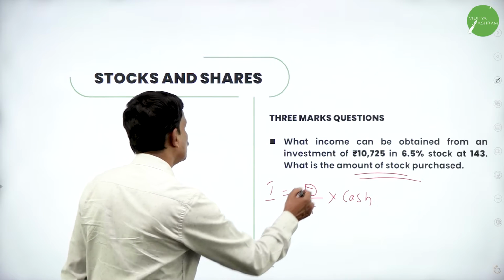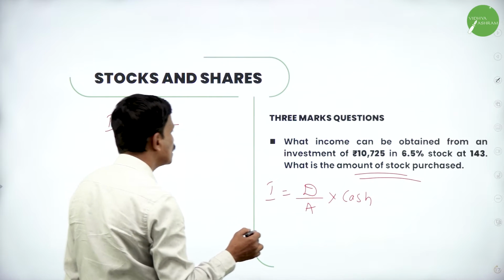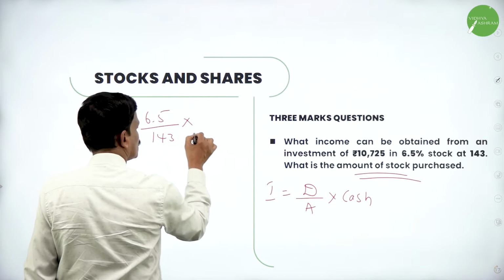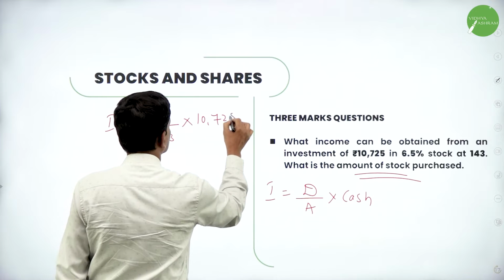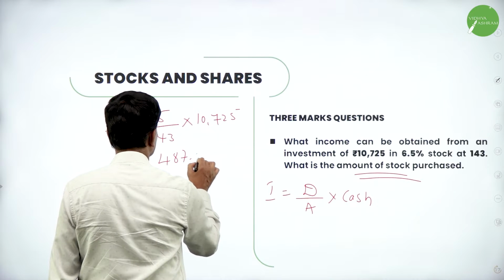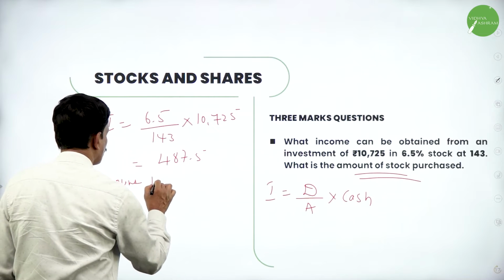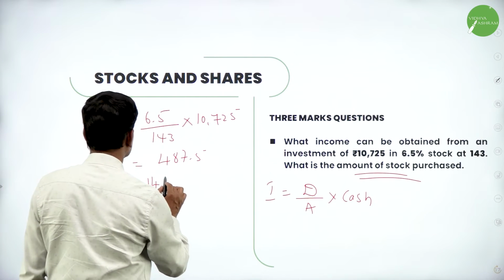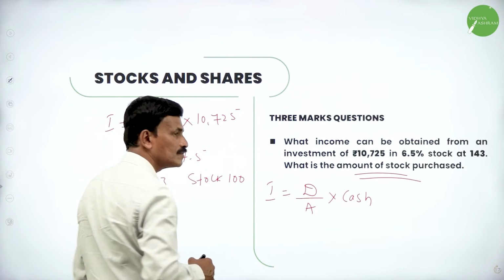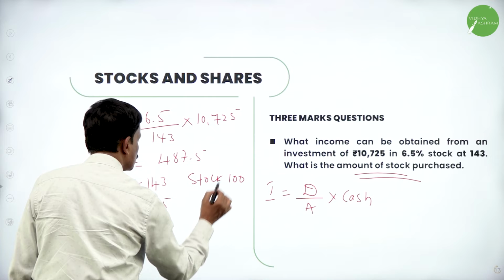So what is this equal to? Dividend is 6.5. So income is equal to 6.5 divided by amount per share into cash. So the amount per share is 143 and the cash is 10,725. Simplify this. That's it. Okay. So what is this equal to? 487.5. Now for the amount, 143 and the stock is 100. So for the amount 10,725, the stock we have to find out.